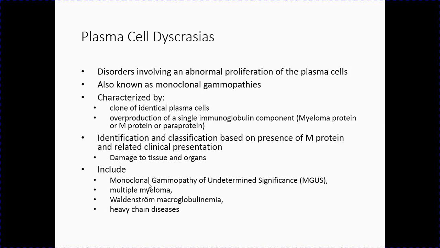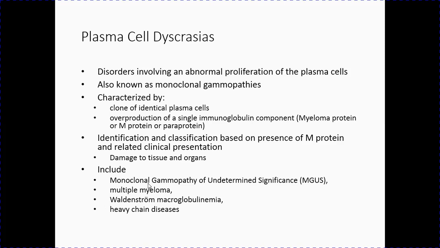So that's going to be a symptom that we see in each one of these diseases that we're looking at today. Sometimes you might hear them called monoclonal gammopathies. So we're looking at monoclonal immunoglobulin production in these dyscrasias. They are characterized by a clone of identical plasma cells.